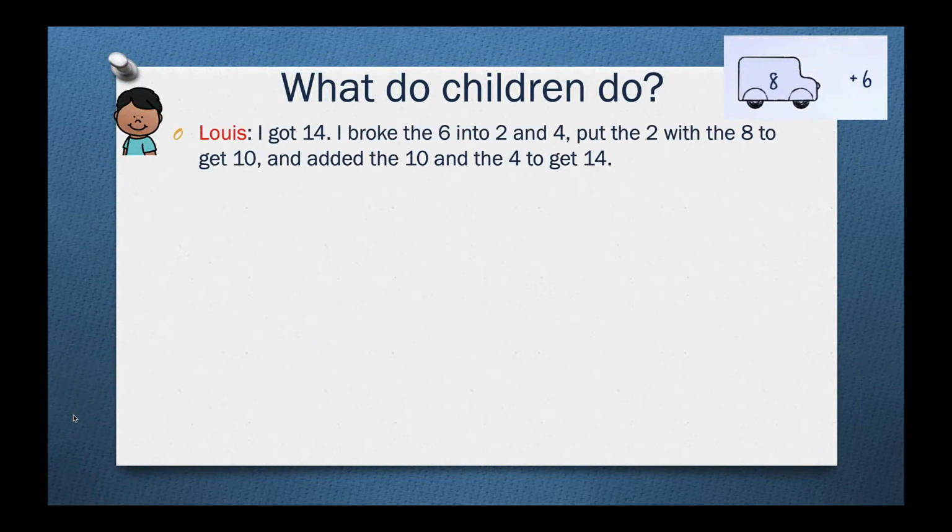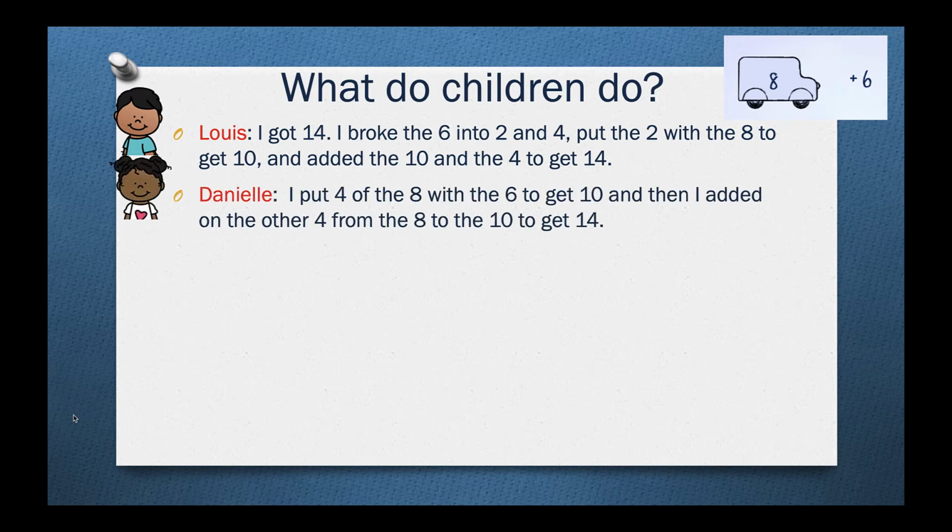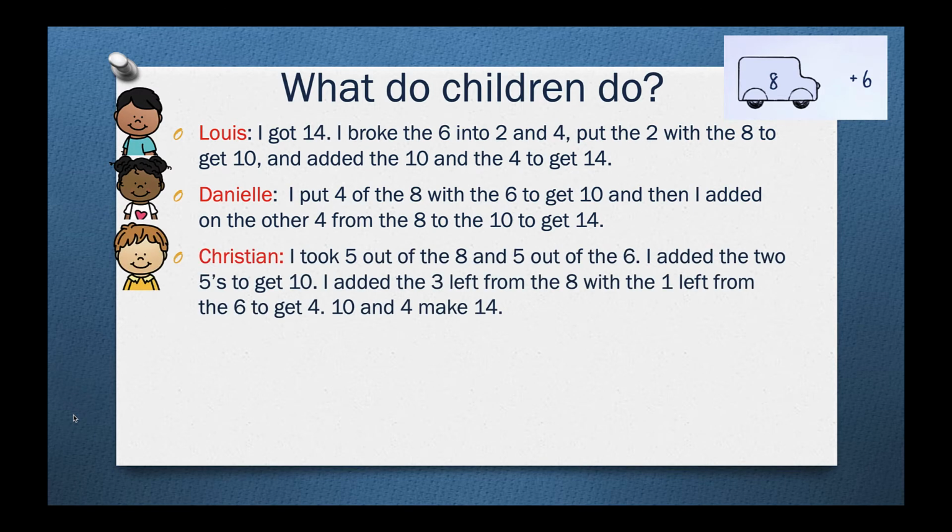Lewis: I got 14. I broke the 6 into 2 and 4, put the 2 with the 8 to get 10, and added the 10 and the 4 to get 14. Danielle: I put 4 of the 8 with the 6 to get 10, and then I added on the other 4 from the 8 to the 10 to get 14. Christian: I took 5 out of the 8 and 5 out of the 6. I added the 2 5s to get 10. I added the 3 left from the 8 with the 1 left from the 6 to get 4. 10 and 4 make 14.